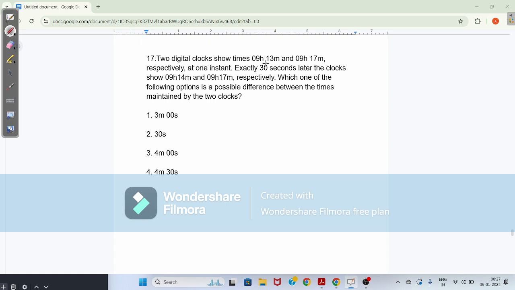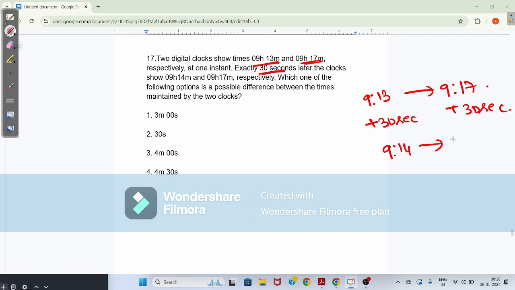Two digital clocks show 9:13 and 9:17, means this is 9:13 and this is 9:17. At one instant, exactly 30 seconds later, after 30 seconds, means plus 30 seconds, one shows 9:14 and this shows 9:17 here. Which one of the following options is a possible difference between the time maintained by the two clocks? What is the difference between the time maintained by two clocks?